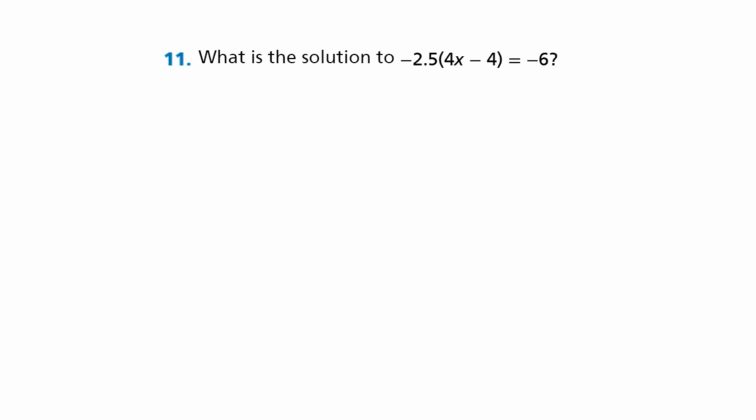Number 11, we start by distributing and we multiply our parentheses. The -2.5 times the 4x would make -10x. -2.5 times -4 would make a +10, and then equals the -6.